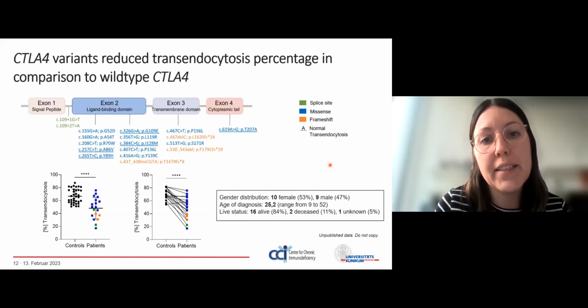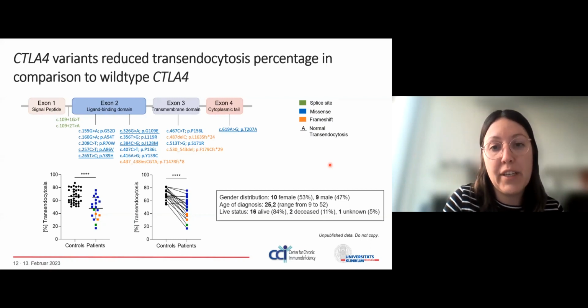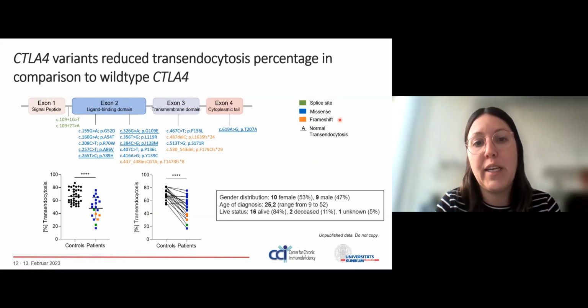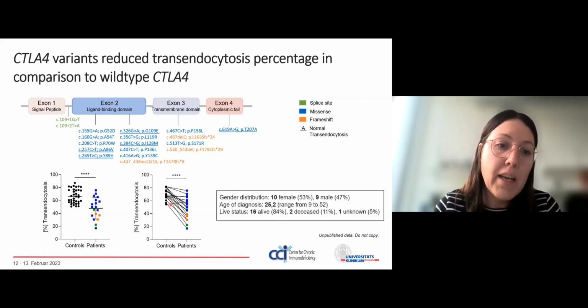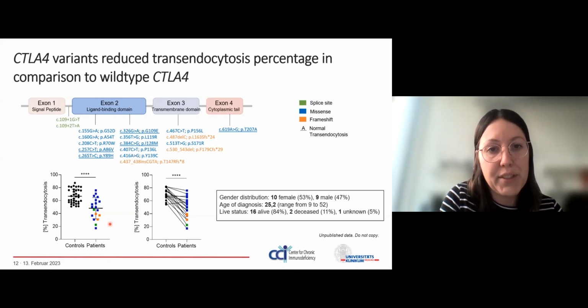Using our mScarlet CD80 CHO cells, we have now analyzed 19 different patients with 18 different CTLA4 variants, of which 2 are splice site variants, 3 are frameshift, and 15 are missense. And overall, the CTLA4 variants reduce the transendocytosis percentage in comparison to wild-type CTLA4.